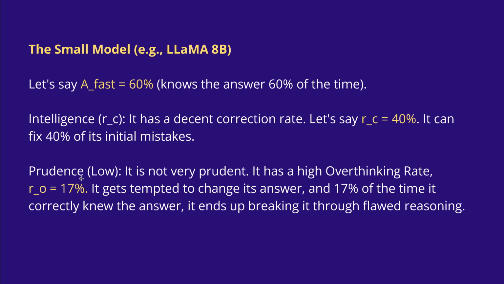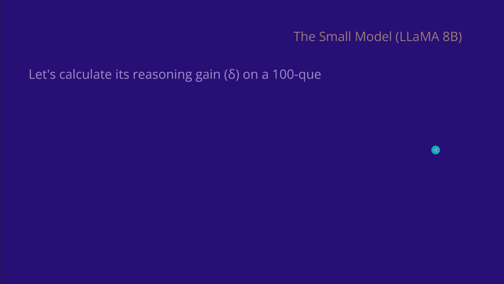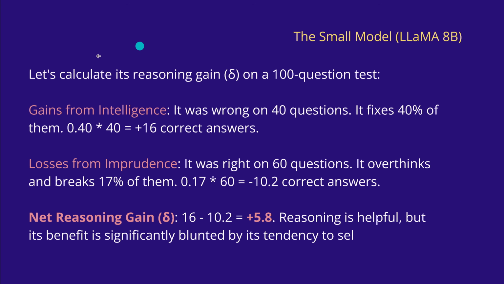Go with whatever model you like. So it gets tempted to change its answer, and 70% of the time it correctly knew the answer, but it ends up breaking it through an incorrect, flawed reasoning process. So we have data: 60%, 40%, 70%. So let's do this now on a real world example. Let's calculate the reasoning gain delta on a 100 question test set. So what are the gains from the intelligence that we have? On 100 questions, it's wrong on about 40 questions. So it fixes 40% of them. So we have 16 correct answers as the additional gain from the intelligence.